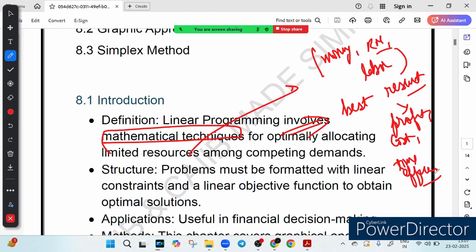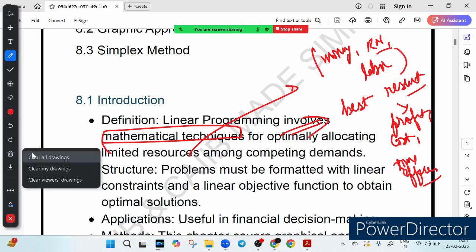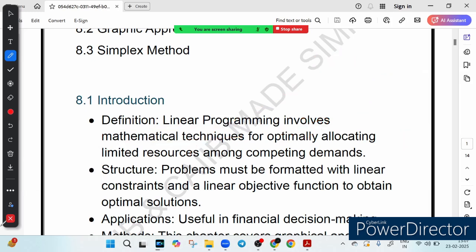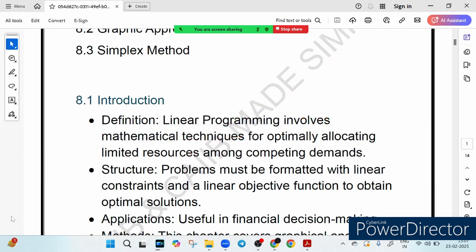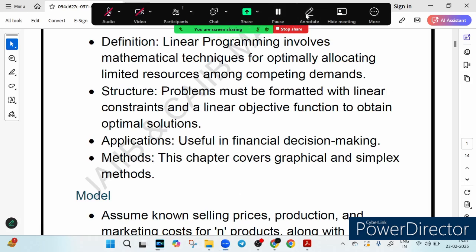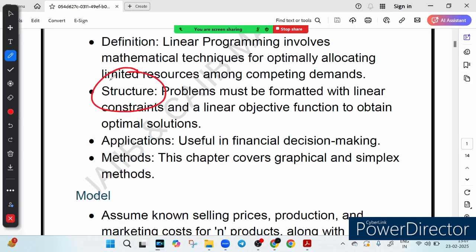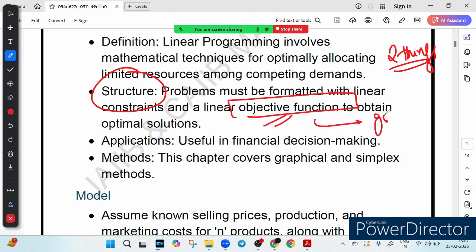Now let's talk about the structure of linear programming. Basically it is all about allocating our limited resources like money, raw material and labor to get the best result like profit, cost saving and time efficiency. Now, the structure: to use linear programming, a problem needs two things. The first thing is called the objective function. It means this is the goal.